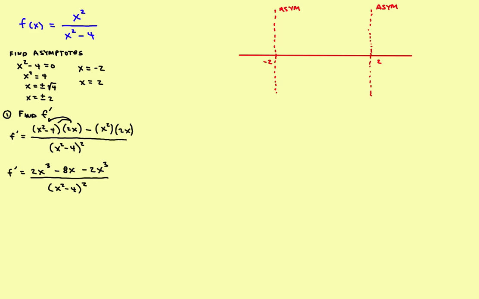Now you'll notice that these two will cancel out. You've got a 2x cubed and a minus 2x cubed. Those two cancel out. And that's going to leave you with this, f prime of x. So f prime of x will be equal to negative 8x over x squared minus 4 quantity squared.